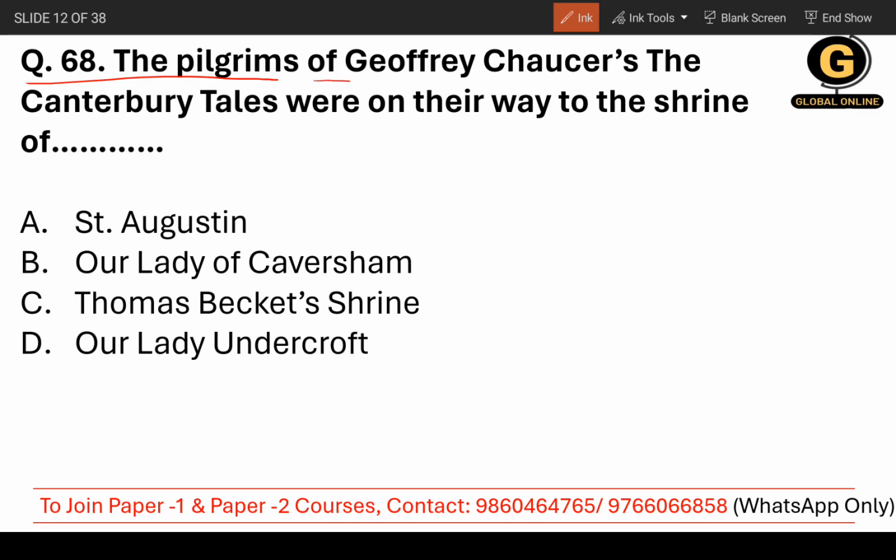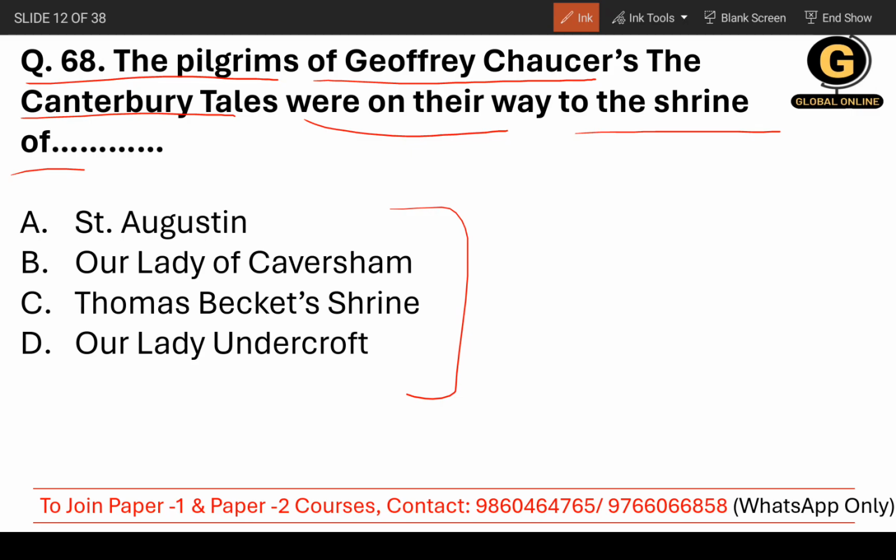The pilgrims of Geoffrey Chaucer's The Canterbury Tales were on the way to the shrine of. Of course, you know that Geoffrey Chaucer wrote The Canterbury Tales, and the pilgrims were going somewhere. So the question is asking where they were going. Options are St. Augustine, Our Lady of Cavison, Thomas Becket's Shrine, or Our Lady Undercroft. They were going to Thomas Becket's Shrine. The third one is the correct answer.